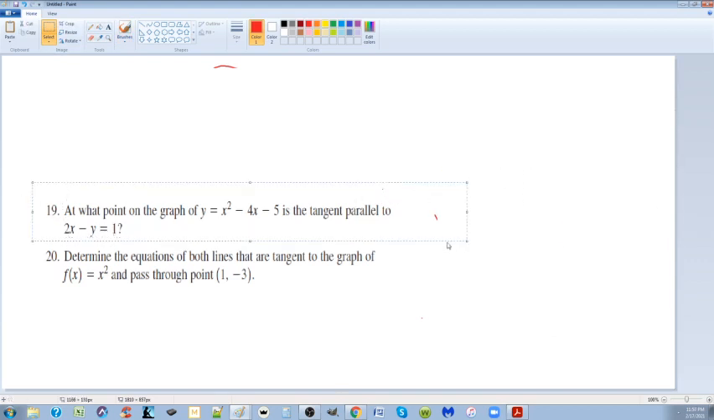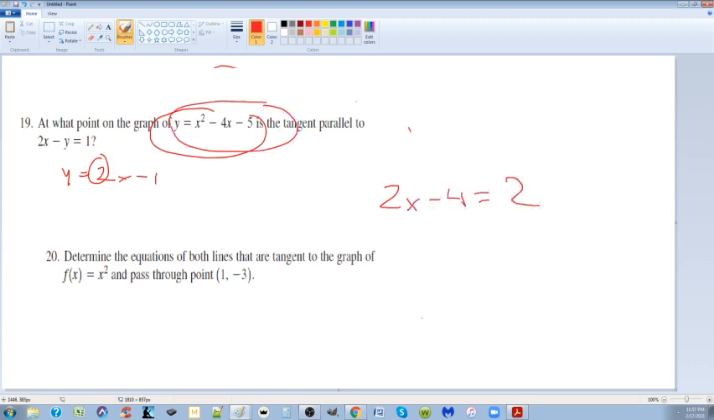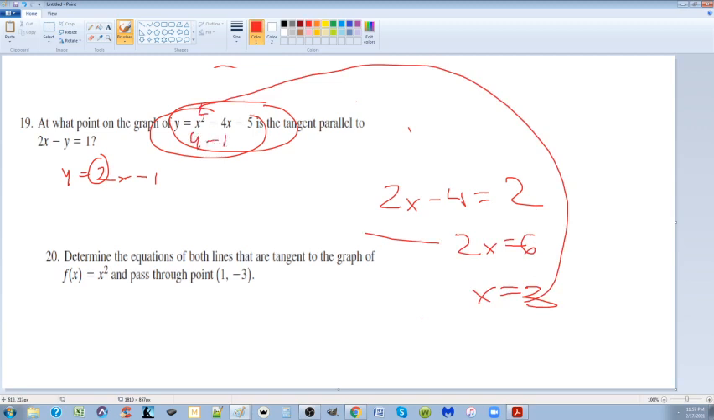At what point on this graph is the well, I'm not doing that. We did that one already. So find the slope of this. You're going to discover it's y is equal to 2x minus 1. There's the slope. And then at what point of the graph is the tangent parallel to this? Well, it's when 2x minus 4, and that's what you'll find when you take the derivative of that, is equal to 2, which is 2x is equal to 6, when x is equal to 3. And then you plug 3 in, you get 9 minus 12 minus 5, which is minus 17, so minus 8. So the point will be 3 comma minus 8.